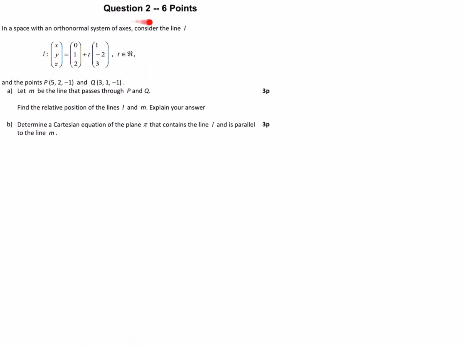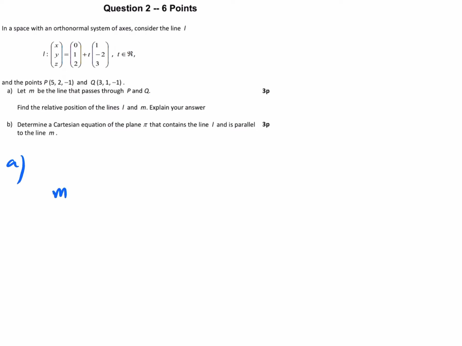Okay, question 2, 6 points, has 2 parts. Part A. In a space with orthonormal system of axes, consider the line L and the points P and Q. A. Let M be the line that passes through P and Q. Find the relative position of the lines L and M. Explain your answer. So we've got the equation of L there.